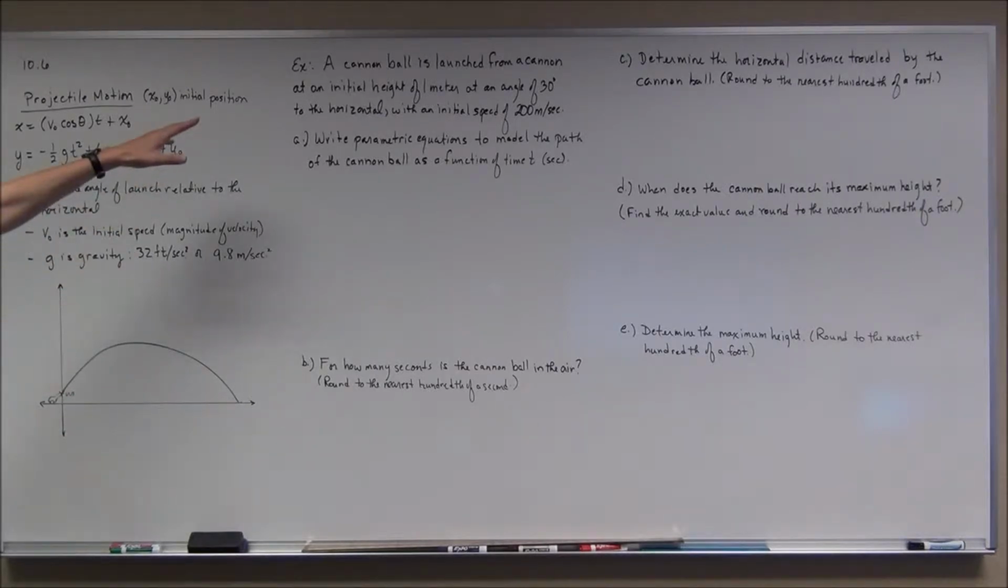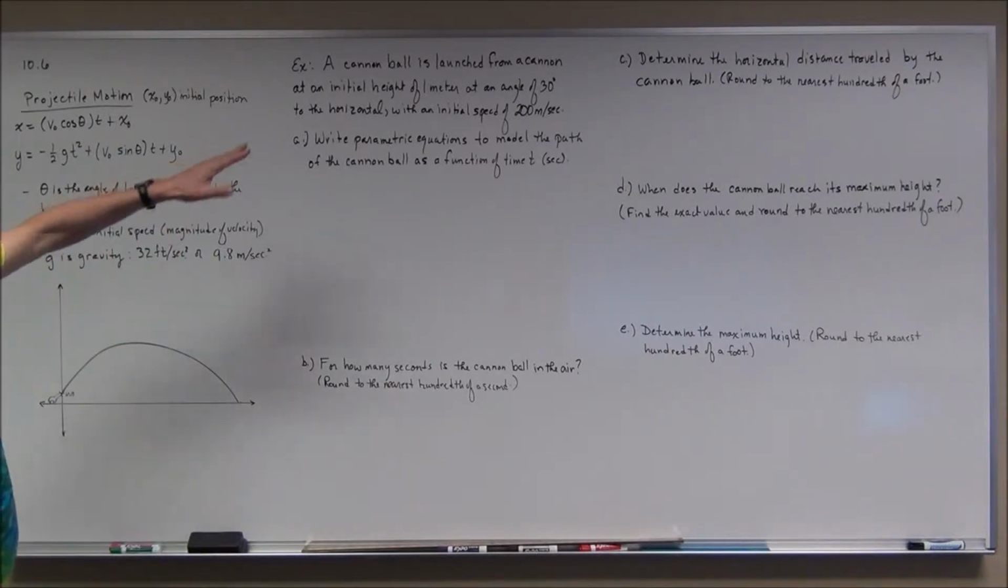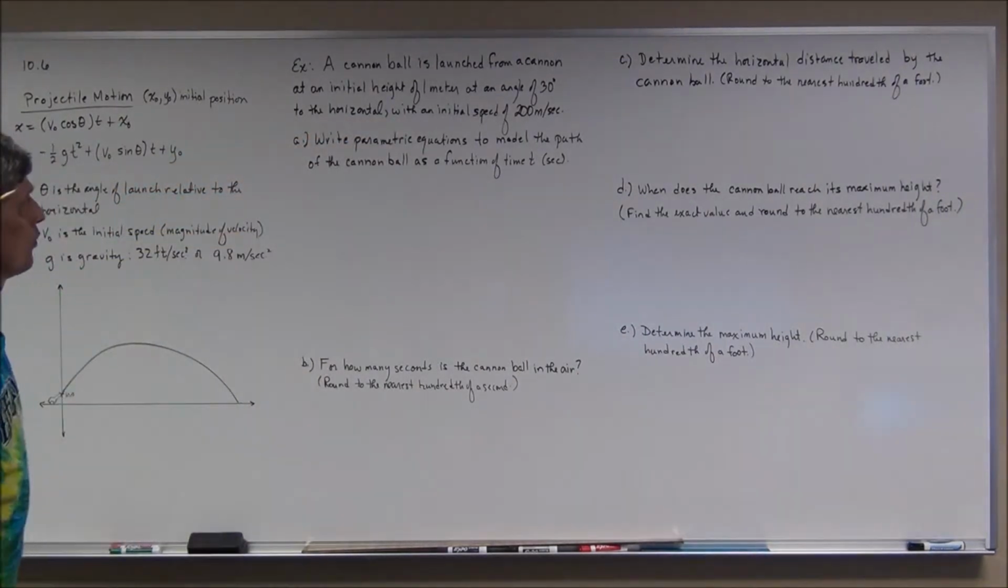So we have a cannonball launched from a cannon at an initial height of 1 meter at an angle of 30 degrees to the horizontal with an initial speed of 200 meters per second. We're going to write parametric equations to model the path of the cannonball as a function of time. Well, we've got all sorts of information here. We have an initial height of 1 meter at an angle of 30 degrees.